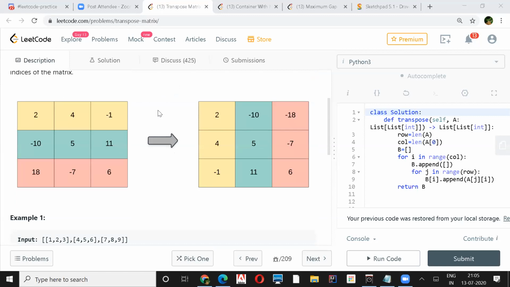create our own matrix. Exactly. Otherwise, that would have been a nice one, like doing it in place. Yeah, that's true.